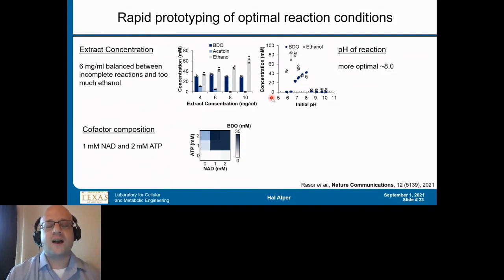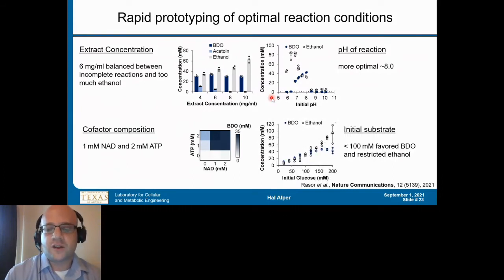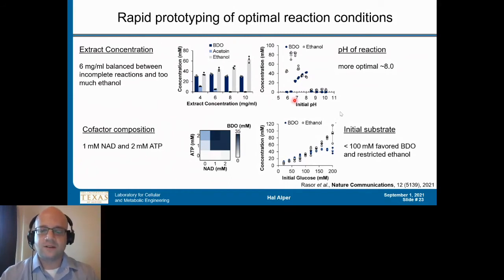We can change all the cofactors very easily by just mixing and matching and adding them. We ended up finding that there is a composition of NAD and ATP that seemed to be optimal for this reaction to occur. And then we can also change the initial amount of substrate. Just like when we feed excess sugars to cells, when we fed excess sugars to this in vitro system, we tended to see an overflow of ethanol and not as much of our product. It plateaued, as you can see, at the higher concentrations of glucose. So we found that anything less than about 100 was more favorable for BDO production.